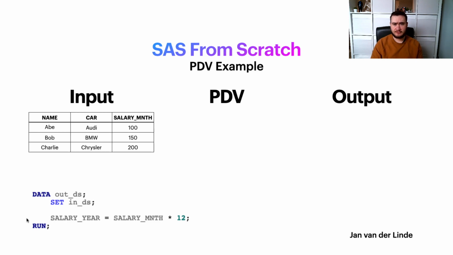Let's say we have the following input data set. There's a piece of code at the bottom of your screen. Don't worry about it too much, I'll step through it. This is one of the simplest examples that you can find. So we've got a data set with 3 rows and 3 columns.